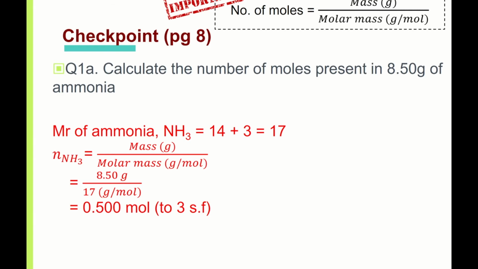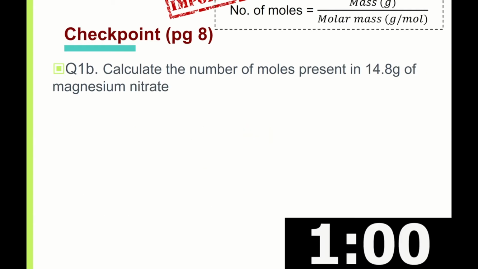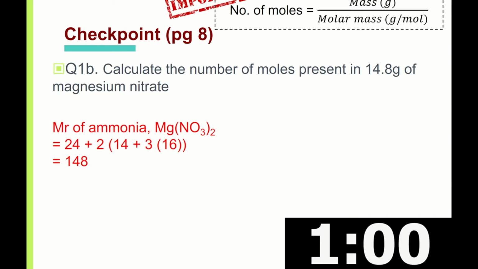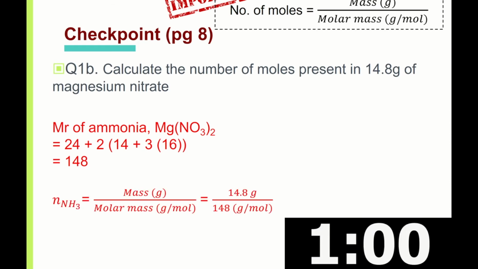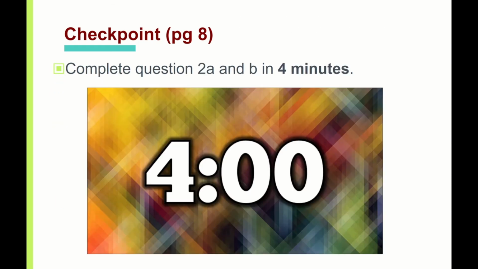For question 1b, same thing. What is the formula of magnesium nitrate? It's Mg(NO3)2. If you calculate the Mr, you'll get this. And then for the number of moles, you're given 14.8 grams. 1 mole is 148 grams, and you are given 14.8 grams. So how many moles are there? If you use the formula, you'll get 0.100 mole, to 3SF. Now try 2A and 2B.